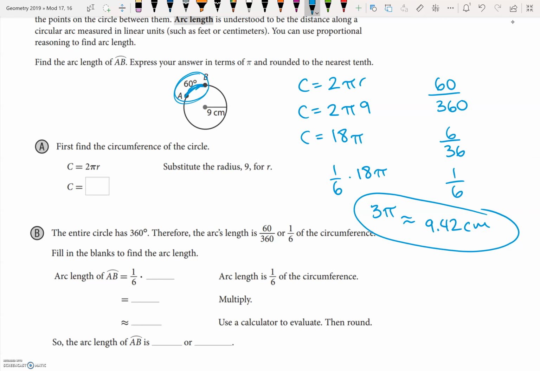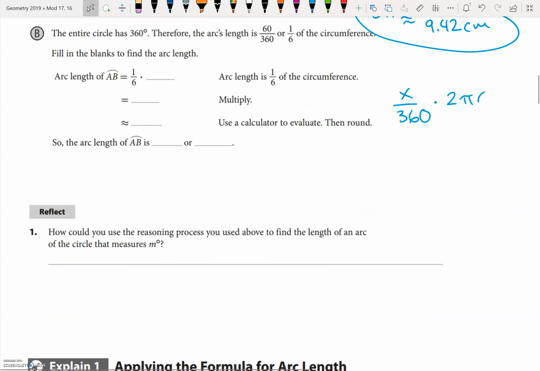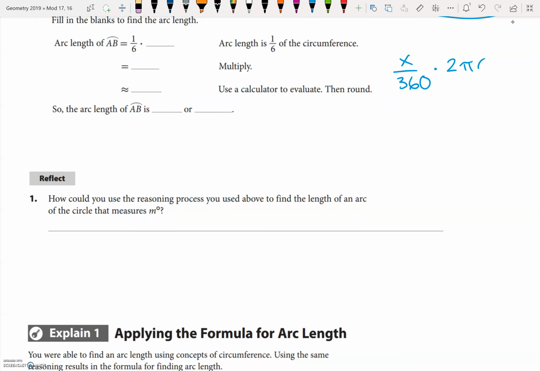But let's look at what we did. We took the circumference and we multiplied it by what the proportion was. So you could just take your proportion, we'll say x over 360, and multiply that by our circumference. This is 2 pi r. And x can be our degrees. I think they put m or something, but let's look at the formula. Yeah, I say m degrees instead here.